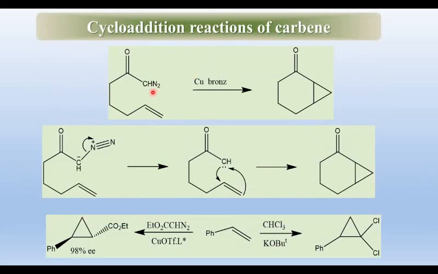Here are some other cycloaddition reactions of carbene. These are intermolecular reactions. Here is the mechanism for this type of reaction. This carbene will attack on this carbon, and this double bond will attack on this carbon of carbene to produce cyclopropane. Here is another example, addition of substituted carbene to styrene.